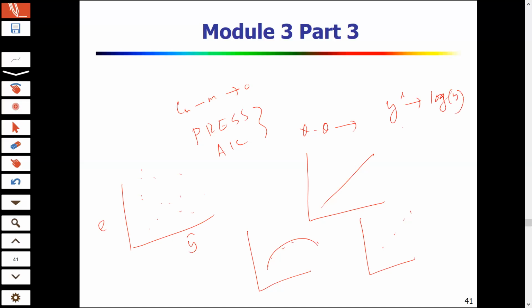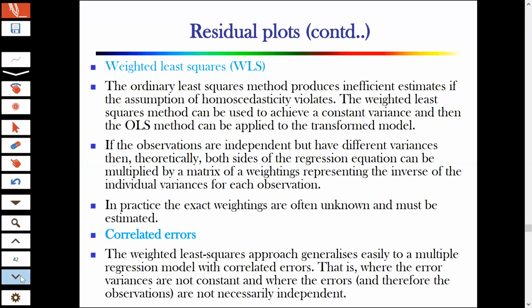If this is the case, then we cannot use the least square estimator, and in that case probably we need to use another method. That method is called weighted least square. The ordinary least squares method produces insufficient estimates if the assumption of homoscedasticity, that means constant variance, is violated. The weighted least square method can be used to achieve a constant variance, and then the OLS method can be applied to the transformed model.